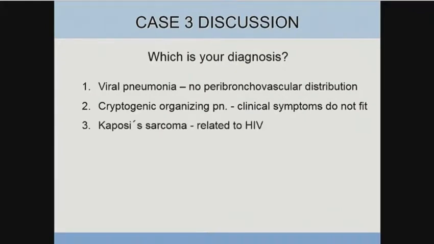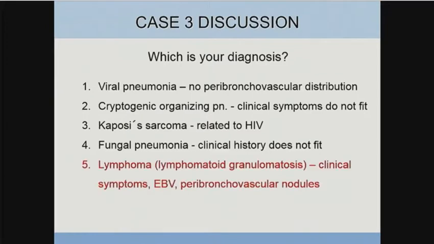Kaposi's sarcoma is related to HIV, and I gave you the hint that this patient was HIV negative. So you don't see Kaposi's sarcoma in patients outside of HIV. Fungal pneumonia, and again, the clinical history does not fit. The patient didn't have any known underlying diseases. He was not immunocompromised, didn't have any neutropenia. The patient didn't undergo bone marrow transplantation, and those are the only conditions in which you see fungal pneumonia, especially invasive aspergillosis, if we're talking about lesions with a halo phenomenon. So in this instance, the clinical history did not fit at all.